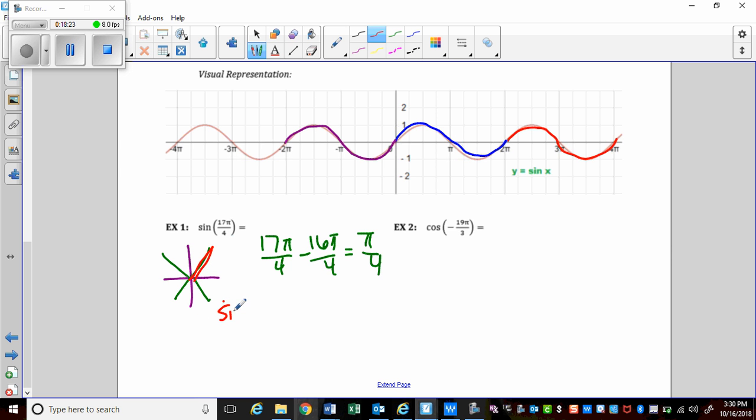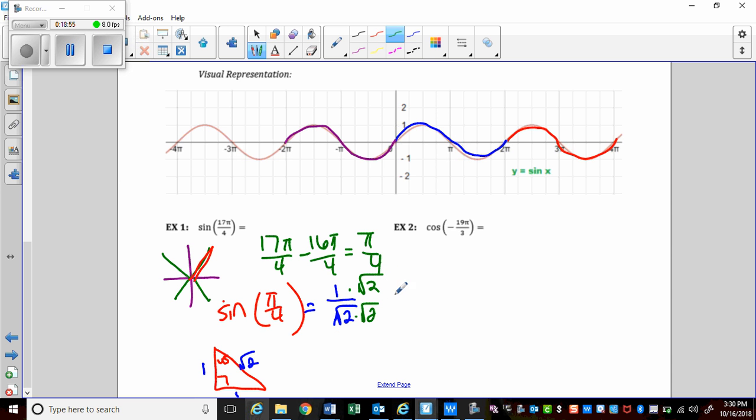So what is sine at pi over 4? We know that this is my 45-degree triangle, and my ratio for my 45, 45, 90 is 1, 1, square root of 2. And sine is opposite, which is 1, over hypotenuse, which is the square root of 2. We always rationalize our denominator, which means we're going to multiply the top and the bottom by the square root of 2. And then we're going to get square root of 2 over square root of 4, which is 2.